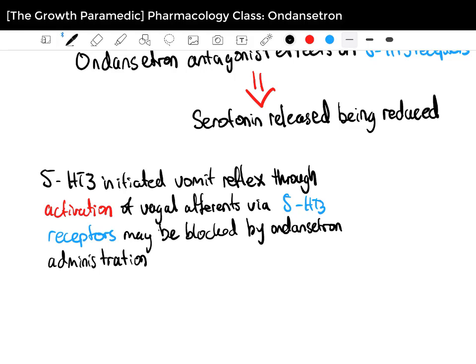The activation of vagal afferents by other stimuli may cause release of 5-HT in the chemoreceptor trigger zone in the floor of the fourth ventricle, promoting emesis through central mechanisms. So this can be blocked by ondansetron administration, but I'm not going to write that down. That's just another thing that ondansetron administration can be useful to block. But generally, that's the key point to take. Main role is the 5-HT3 receptors.